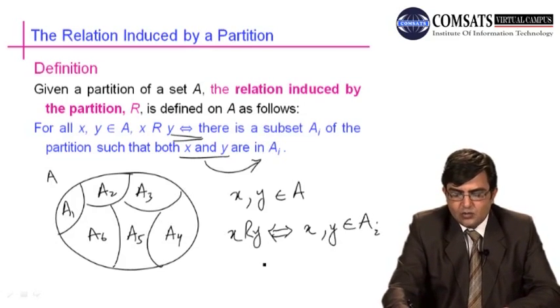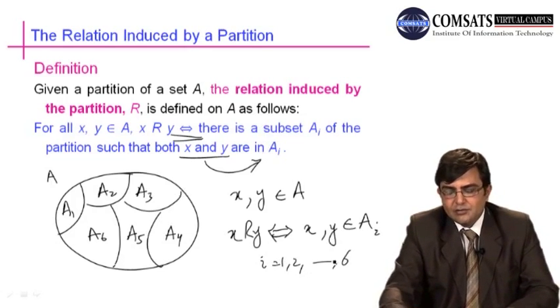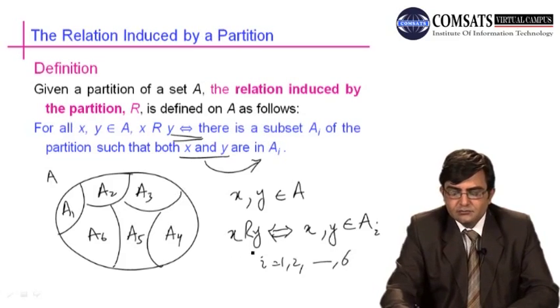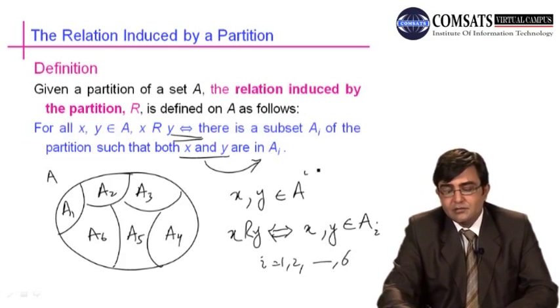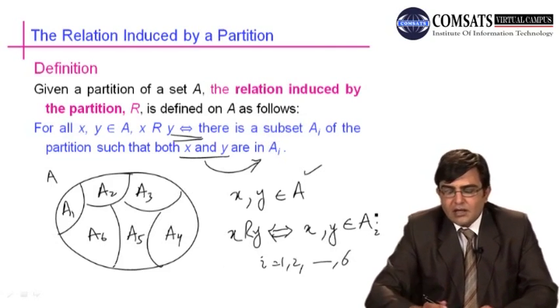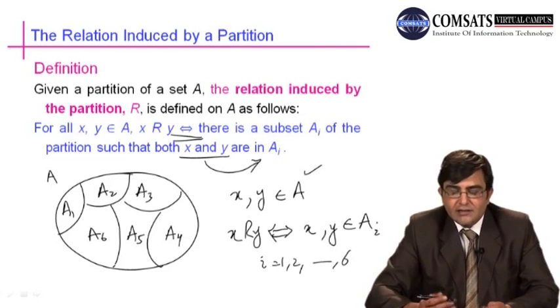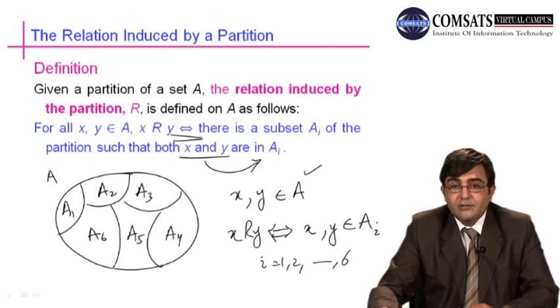Now what is i? i is 1, 2 to 6. i may be 1, i may be 2, i may be 3, maybe 4, 5, 6. So x and y, the elements of A, must be related with each other if x, y both belong to the same set, for example A2, or it may be A4, any subset. So this is how we relate two elements in this relation on the partition.